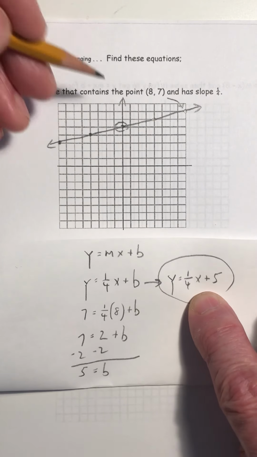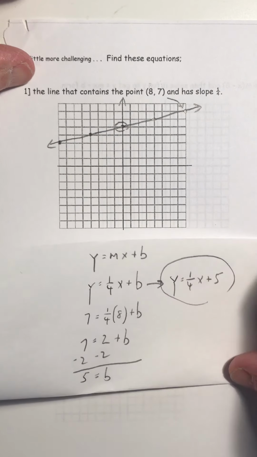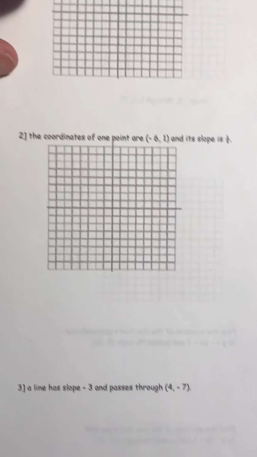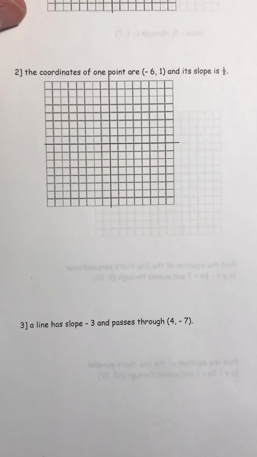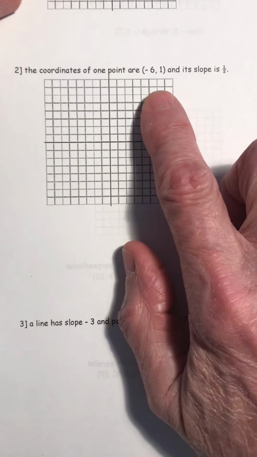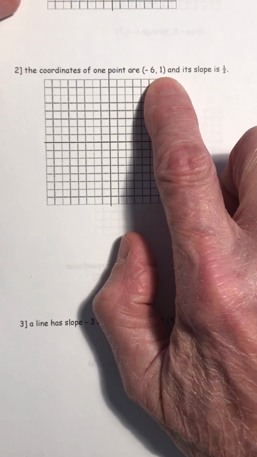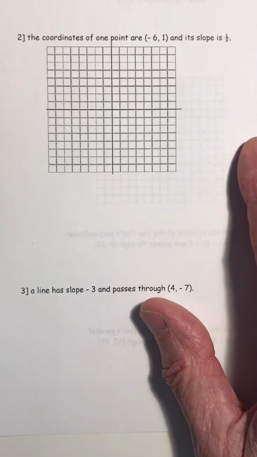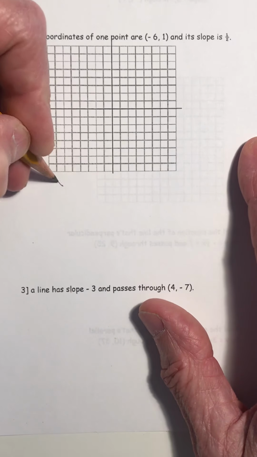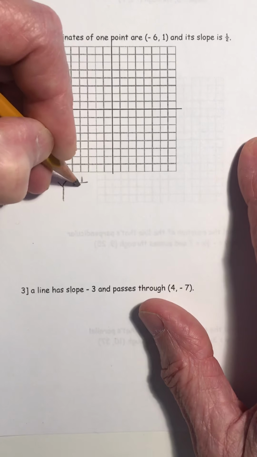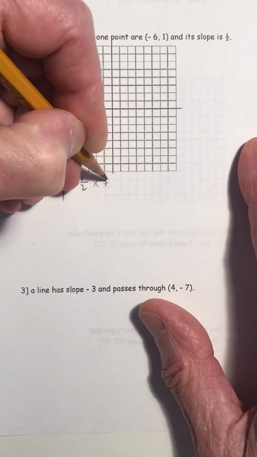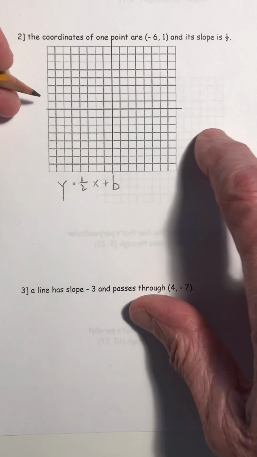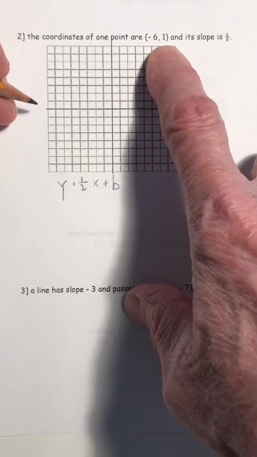Okay, so I'm going to do one more, and then I think the video is going to get a little too lengthy, but we'll see how long this next one takes. Number 2, we're going through the point -6, 1, and the slope is positive 1/2. So if I write y equals 1/2 x plus b, there's my partial answer, and now I plug in these values for x and y.